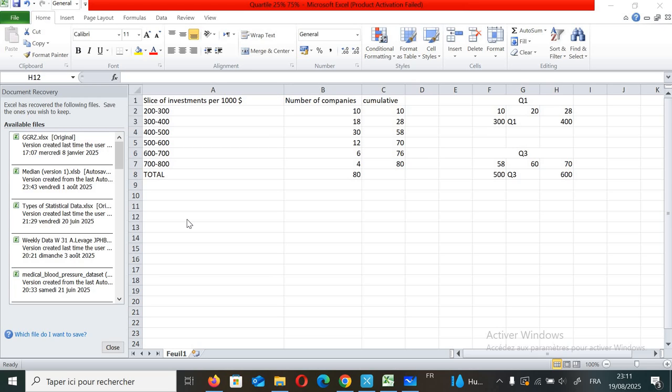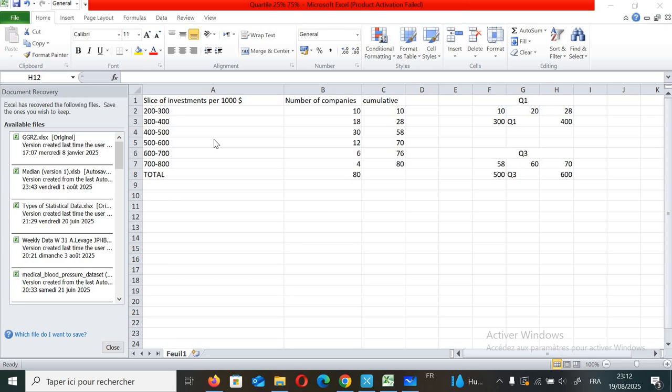So I'm going to explain very deeply how we can do that. Here we have the investment in thousands of dollars, and here the number of companies. For example, 10 companies make an investment of 200k to 300k, 30 companies 300k to 400k, and most companies invest 400k to 500k. So the same principle as for the median.